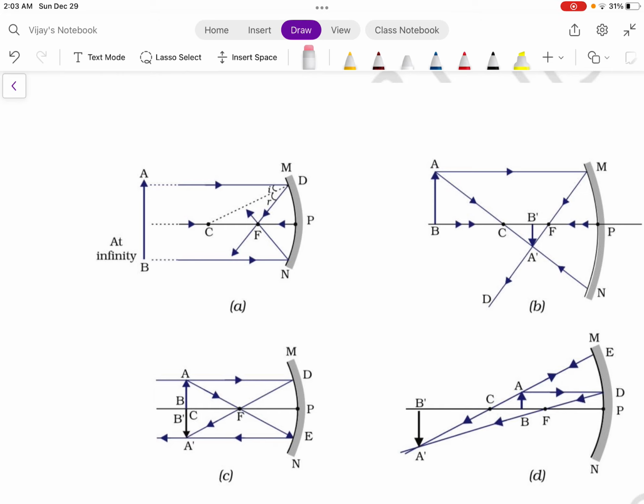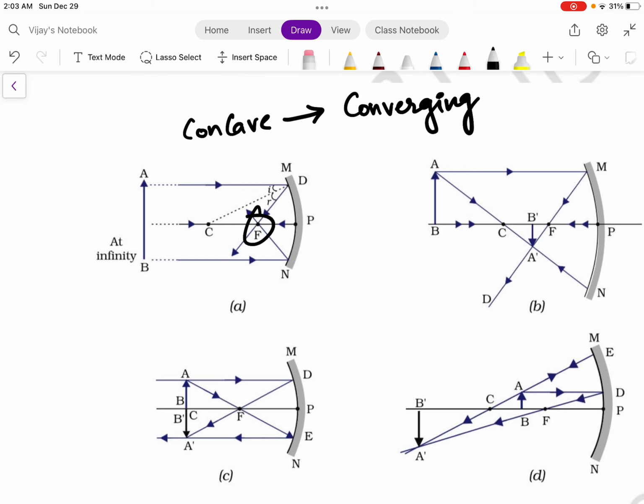So what is the concave mirror basically doing with a parallel beam? It is basically converging the light rays, that means focusing all the light rays at a single point. That's why remember, concave mirror is called a converging mirror. So why the name converging? Because it is able to converge all the light rays at a single point.